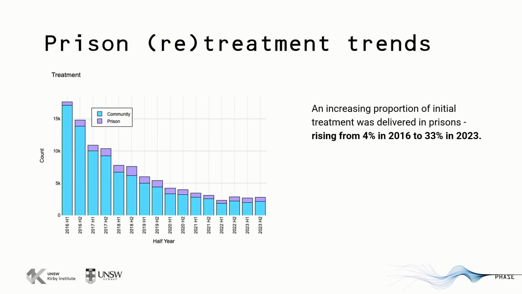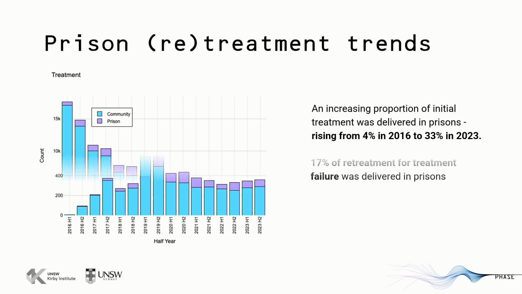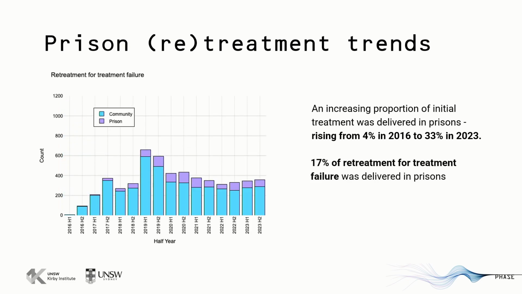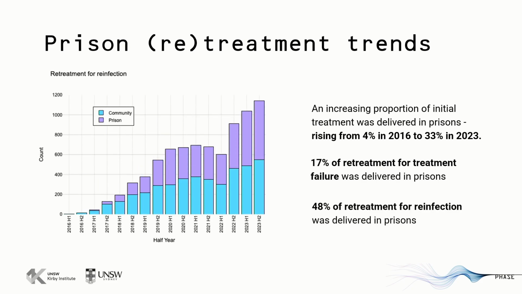So when we look at the prison treatment trends, we're seeing an increasing proportion of initial treatment delivery in prisons. So it's risen from 4% in 2016 to 33% in 2023. Treatment failure, around 17% occurred in prisons, and quite often this was following treatment discontinuation. For reinfection, around half of all retreatment for reinfection was being delivered in prisons.